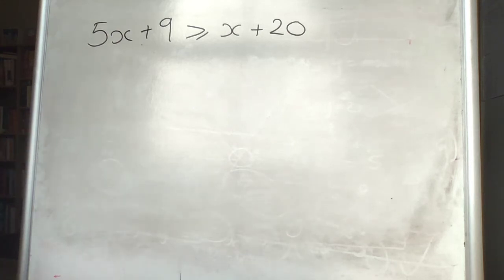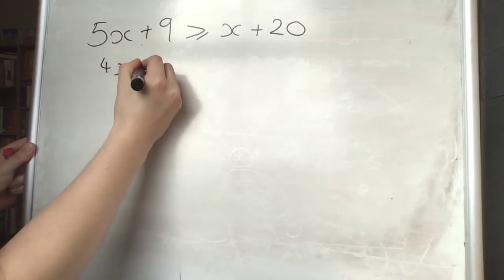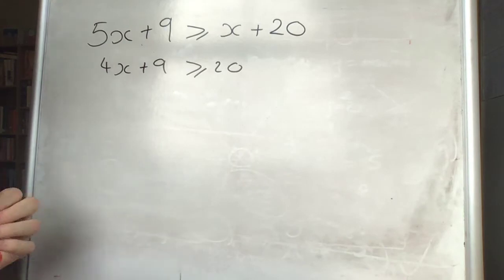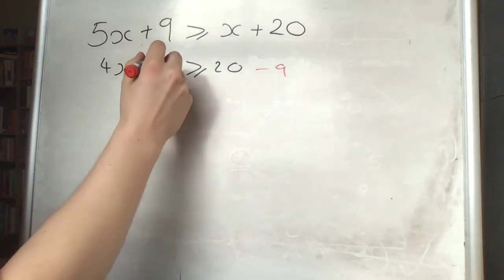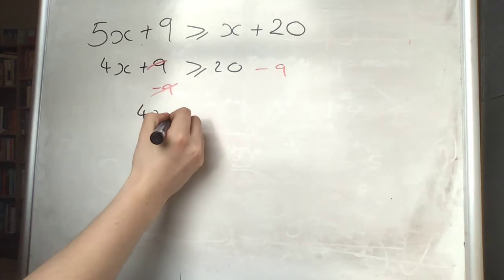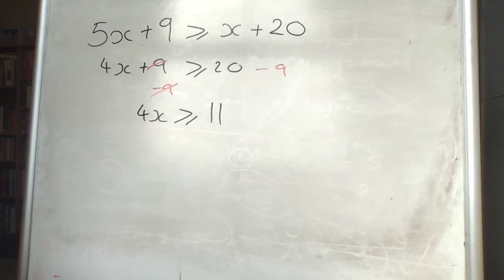The first thing we want to do is get the terms on the relevant side. So we want to collect our x's and collect our numerical values. We can take x from both sides, which will give us 4x plus 9 is greater than or equal to 20. Then we can take 9 from both sides. We can minus 9 here, and minus 9 there, and that will give us 4x is greater than or equal to 11.